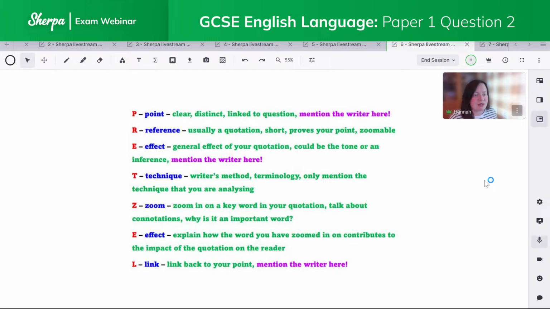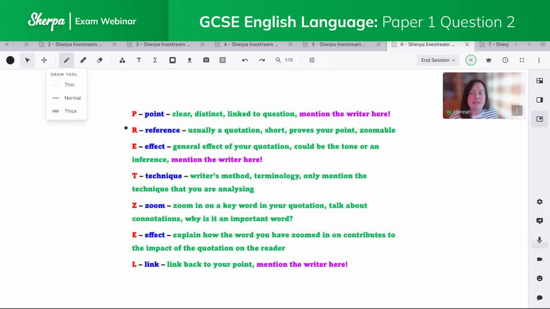It's been constructed, and it's been constructed for a particular purpose, to achieve a certain feeling or reaction in the reader. So by mentioning the writer's name, it's a reminder to the examiner that you know you're examining this text as a construction, a piece of work that's been put together with care and thought. So as I said, you can come back and pause to have a look at that in a bit more depth and detail. We've already talked about quotations being short, zoomable.